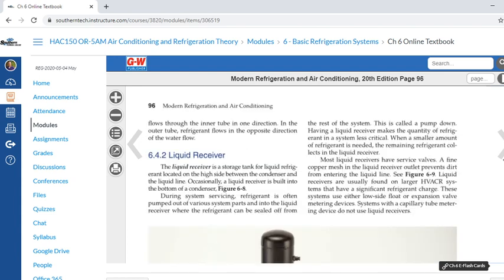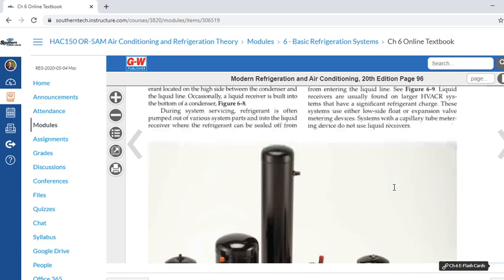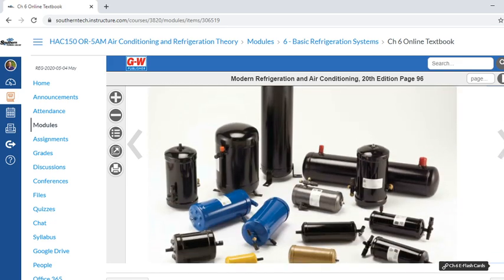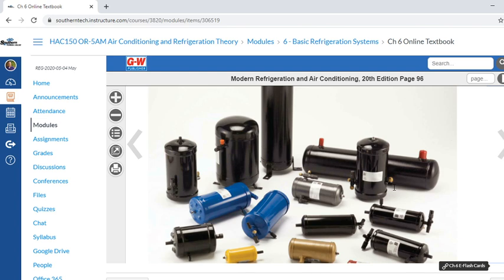Page 96 is liquid receivers. There's all different kinds on this page. There are all different ways that these work. In residential air conditioning, you'll see accumulators that are a liquid receiver for heat pump systems, but that's pretty much the only ones you'll see. Again, when you get into chillers and larger commercial systems in the future chapters, you'll see different ones.